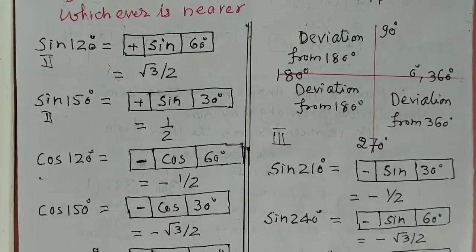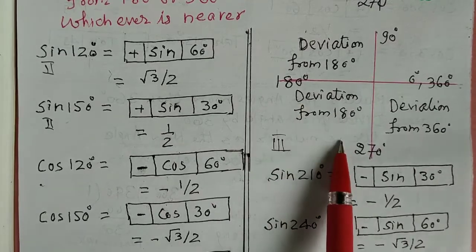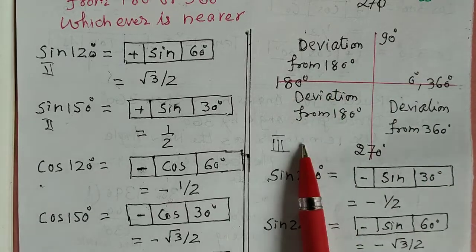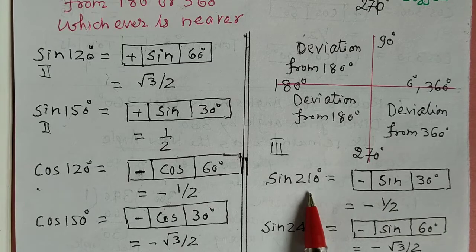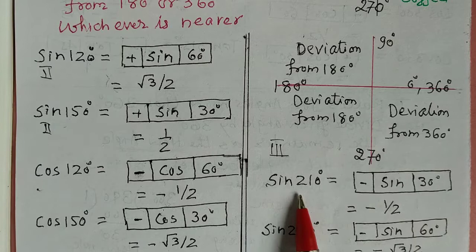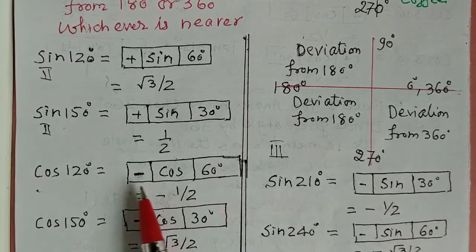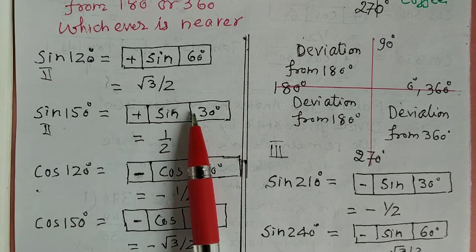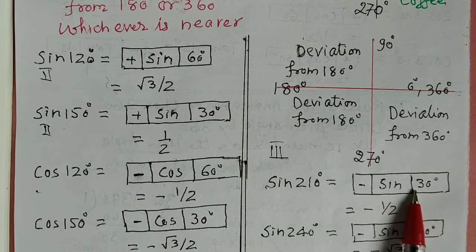Now come to this sine 210. 210 lies in this quadrant where, by All Students Take Copy, only tan is positive, so sine is negative. The deviation of 210 from 180 is again 30, not minus 30. The distance between 180 and 210 is 30. The distance between 150 and 180 is also 30. So this is called positive deviation.